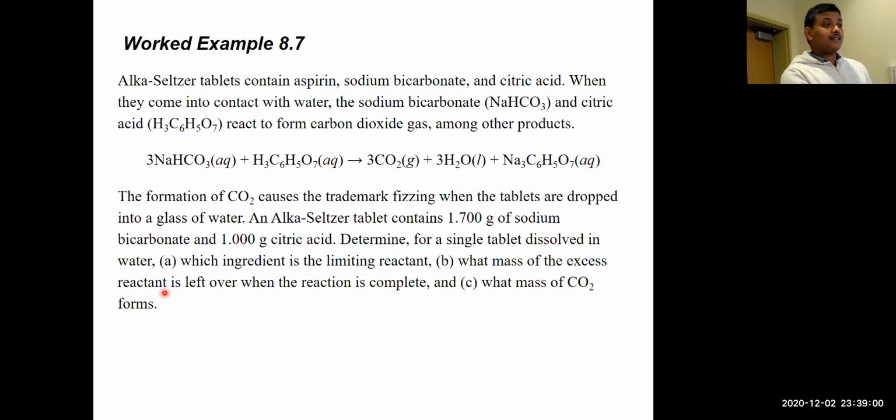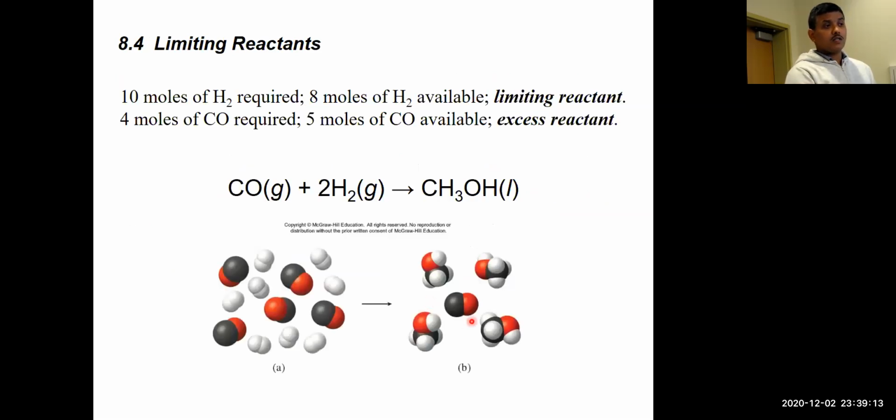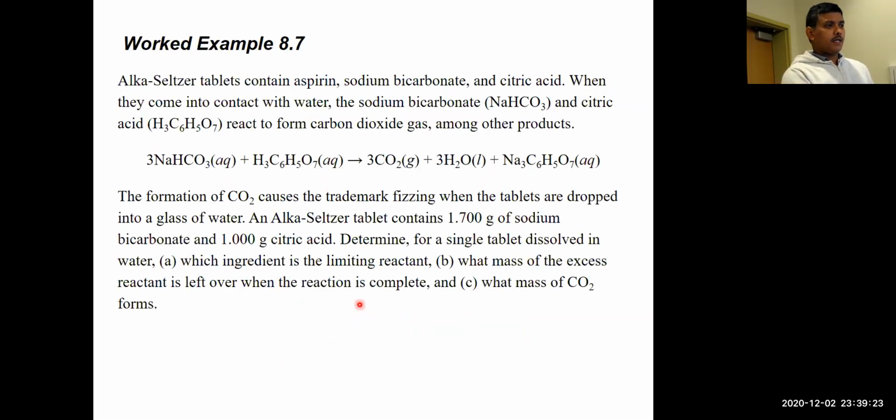What mass of the excess reactant is left over when the reaction is complete? The one that is not the limiting reactant is the excess reactant, and it is asking how much of that is left over. Just like there is 1 CO left over. And what is the mass of 1 CO? You can identify it by converting that 1 mole of CO into mass in grams. That's what part B is asking here.